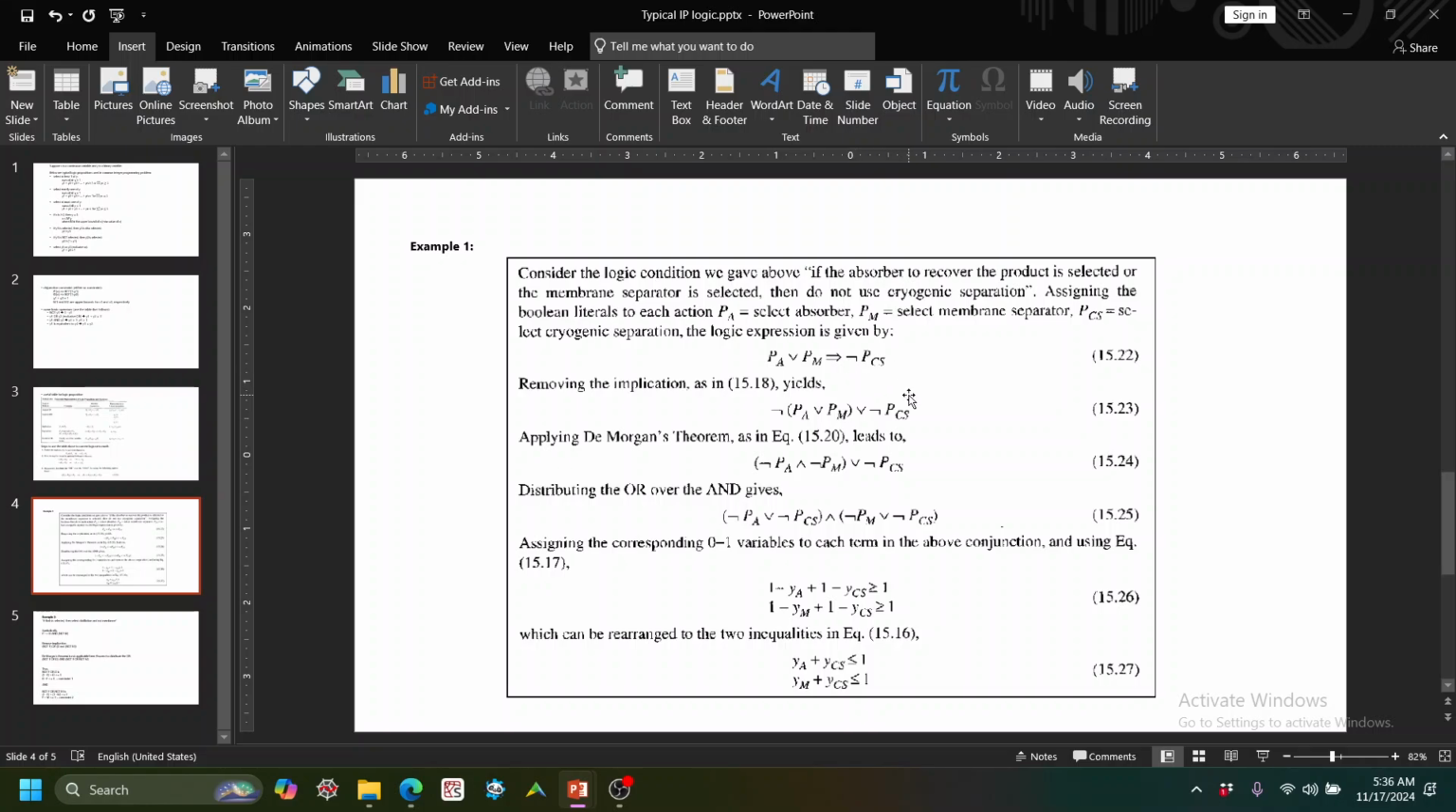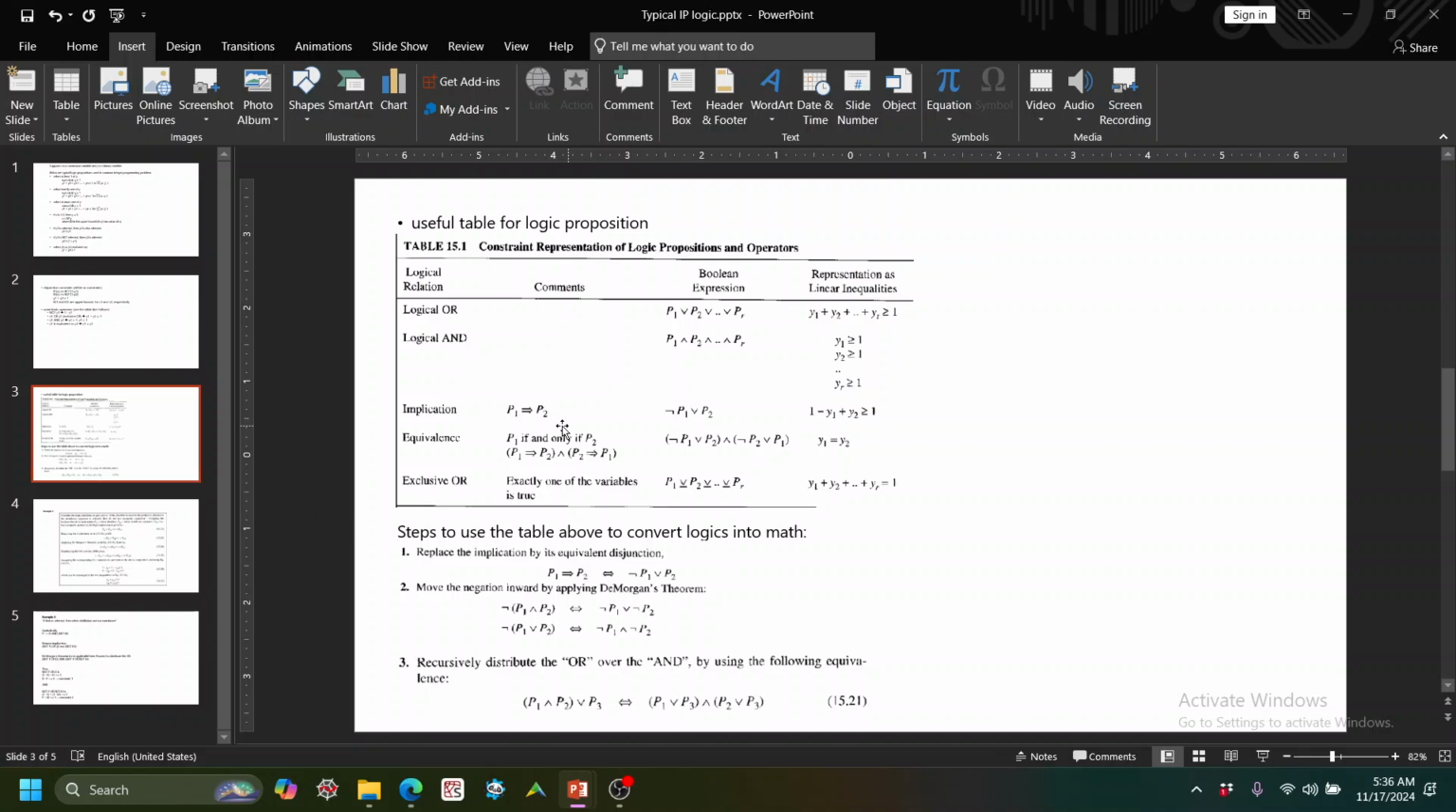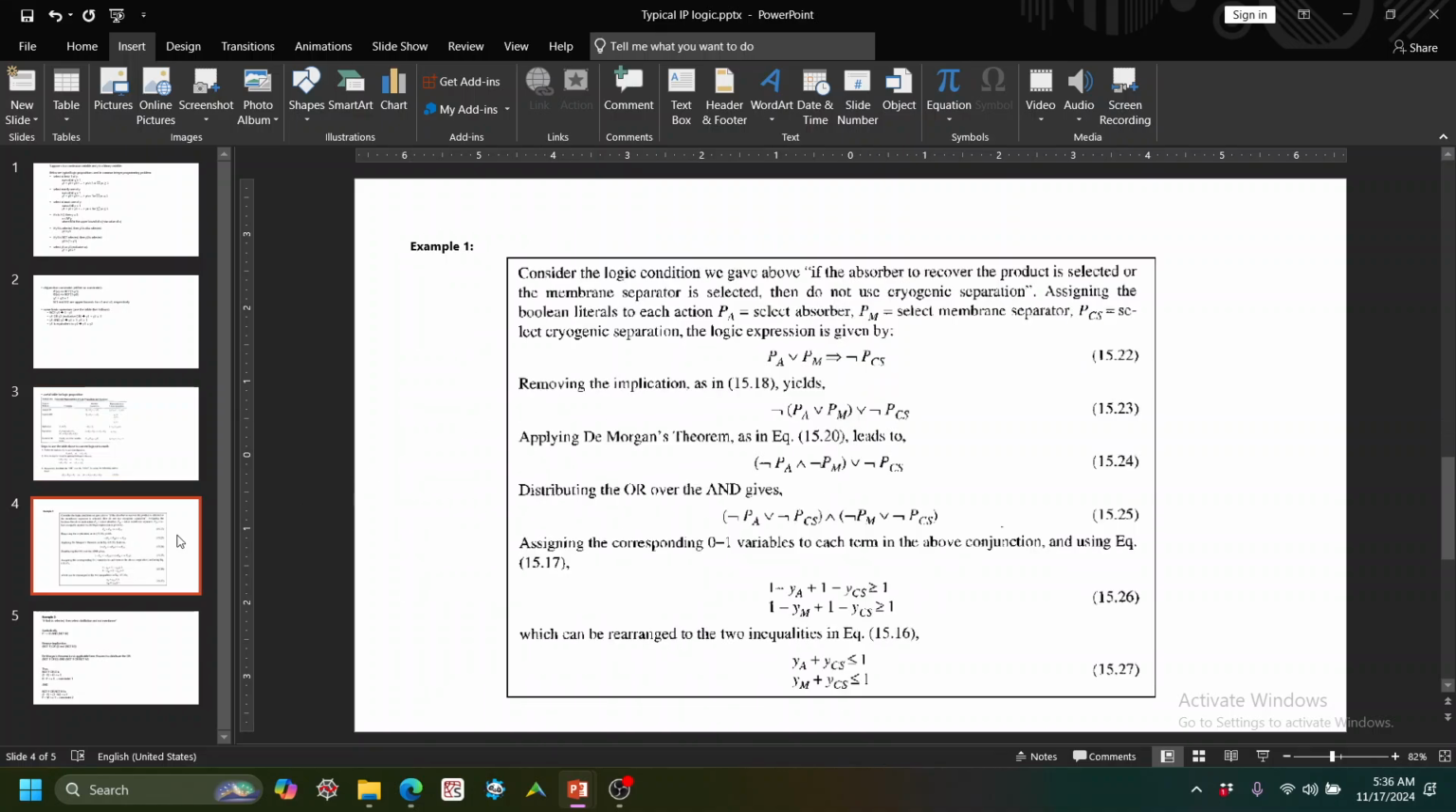So we remove this implication. Because this is an if-this-then-that, we put this into one item. If this, then this, right? P1, then P2. So we put the negation of the first one, and then we change to OR, and the second one we keep the same. So we negate the whole thing: not P1, not absorber or membrane, or we state the constraint, not cryogenic separation. And then we apply De Morgan's theorem.